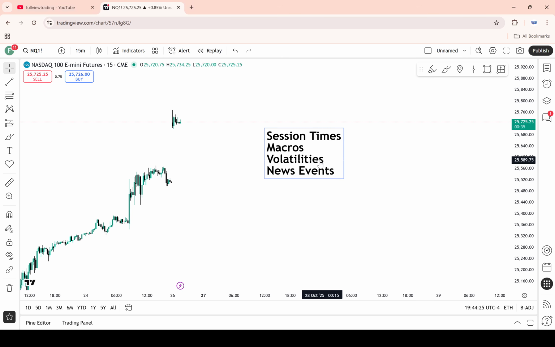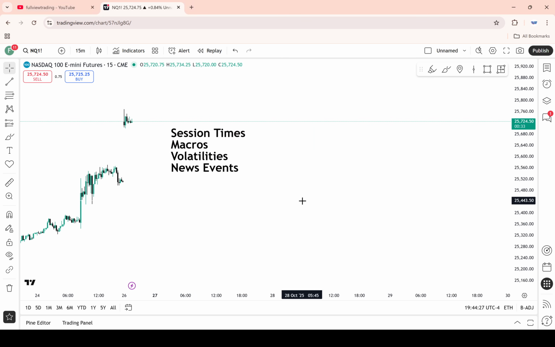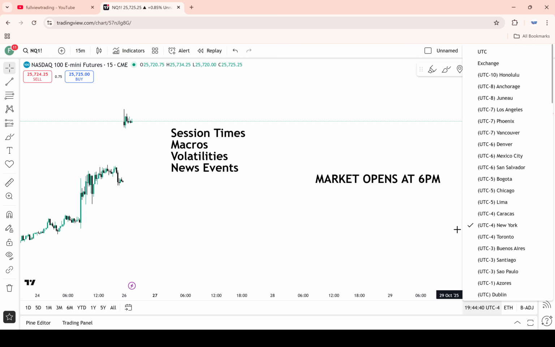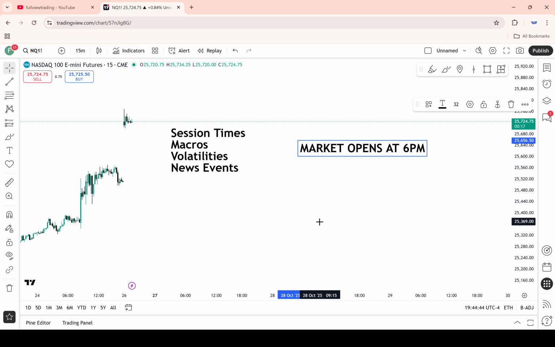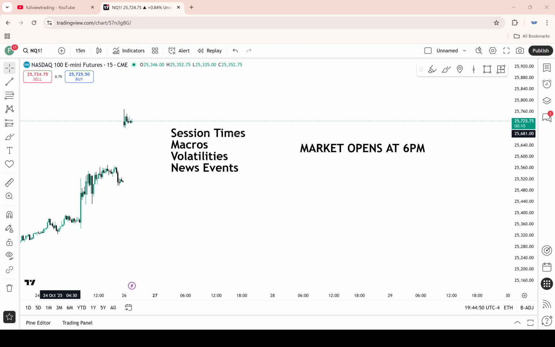Now, we're going to start off with this. We're going to talk about session times. Now, I want to just put it out there. The market opens at 6 p.m. and this is all in New York time. So if you have a look at the bottom right-hand corner of my screen, it says UTC -4. It's always set to New York time. In a couple of weeks' time, the times will change a little bit, and I'll talk about that in one of the future videos. But for the meantime, leave it at that and you'll be sweet.